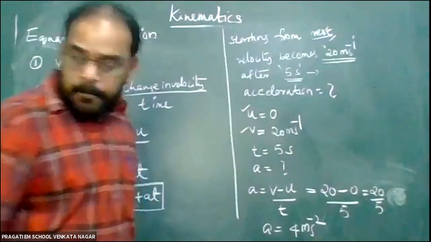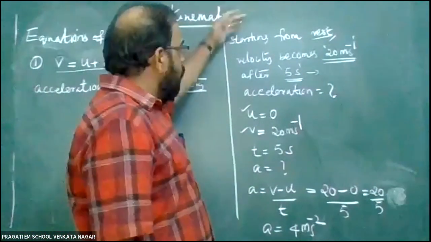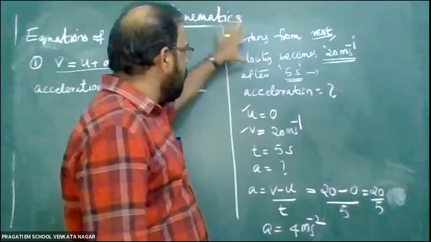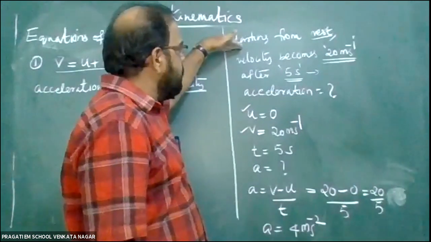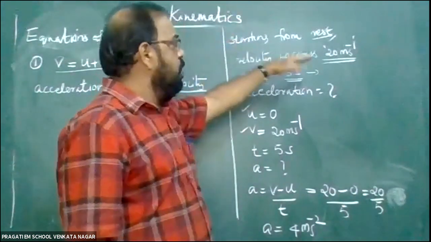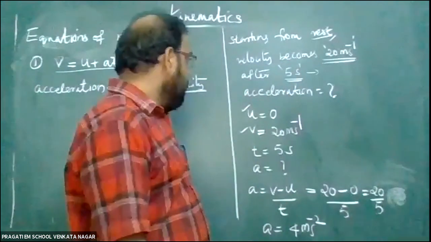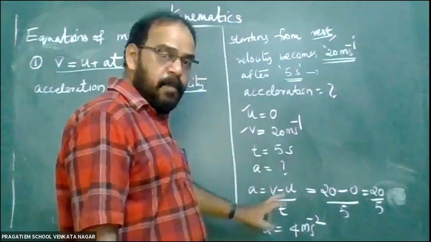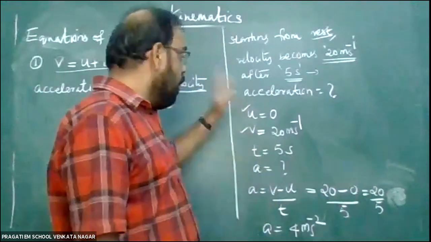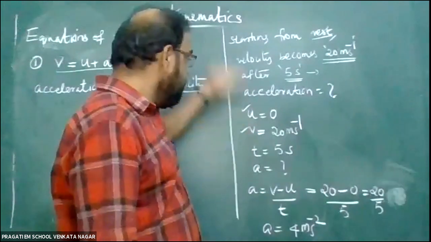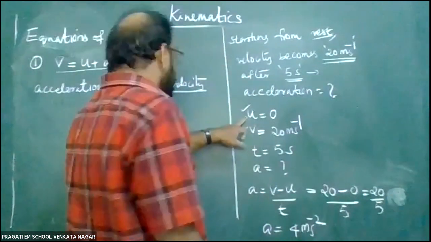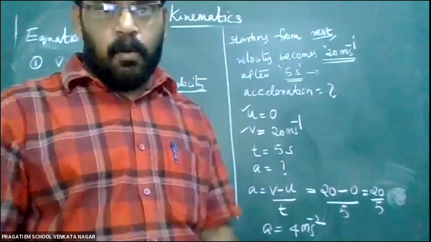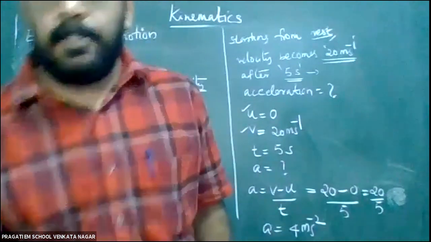So in this question, a body is starting from rest. I shortened the question, it is not the complete question, but you can understand. Body is starting from rest. Its velocity becomes 20 meter per second after 5 seconds. What is the acceleration? So we use the formula v minus u by t. Acceleration is equal to final velocity 20 meter per second, initial velocity, starting from rest. Remember, starting from rest means initial velocity is always 0 because the body is starting from rest.